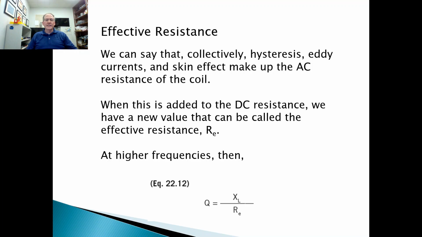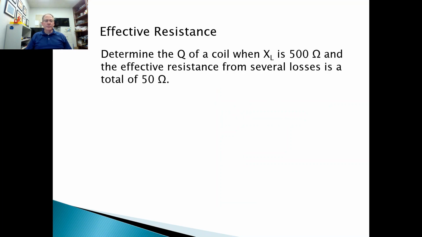All right? Now we can say that collectively hysteresis, eddy current, and skin effect make up the AC resistance of the coil. So when this is added to the DC resistance, we have a new value that is called the effective resistance, or RE. And the Q factor can be determined by dividing the inductive reactance by the effective resistance. So determine the Q of a coil when XL is 500 ohms and the effective resistance is 50 ohms, and that would be 500 divided by 50, which would be 10.